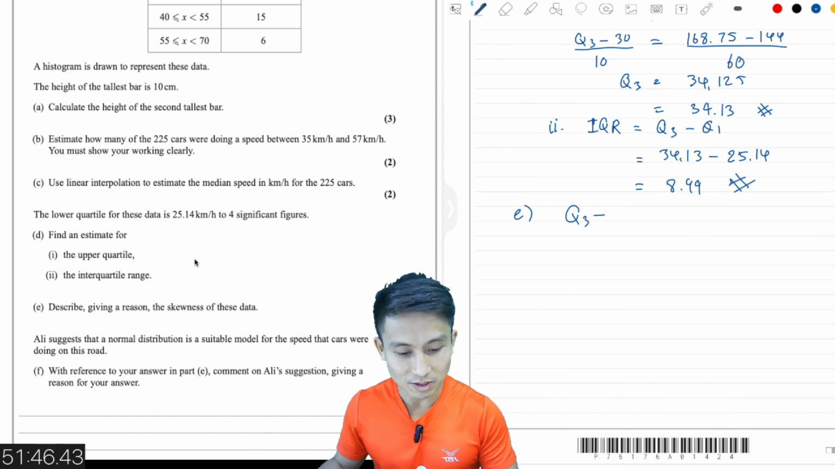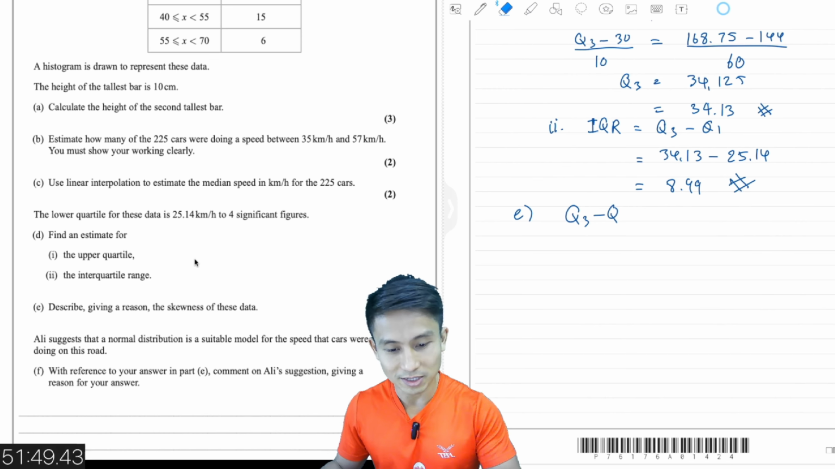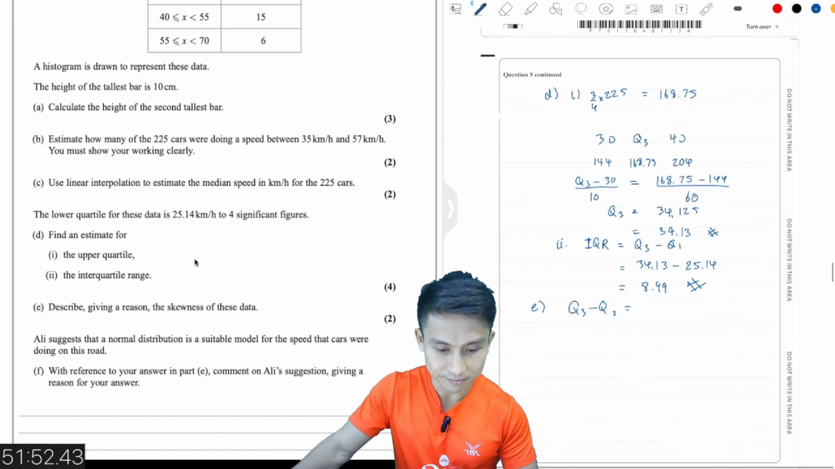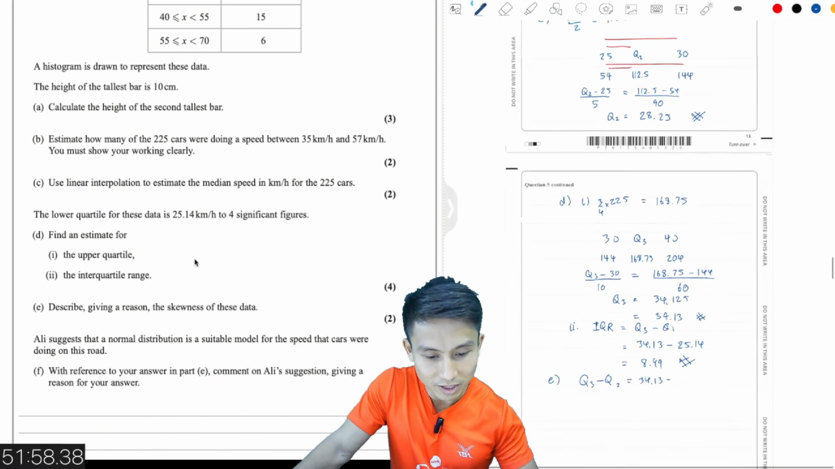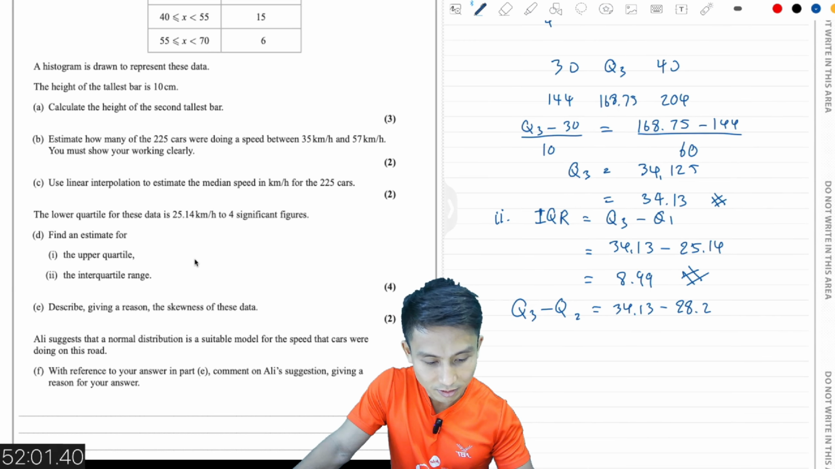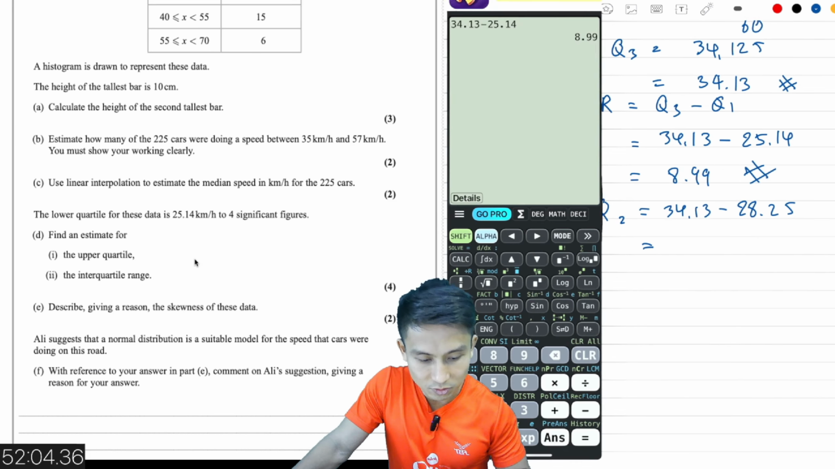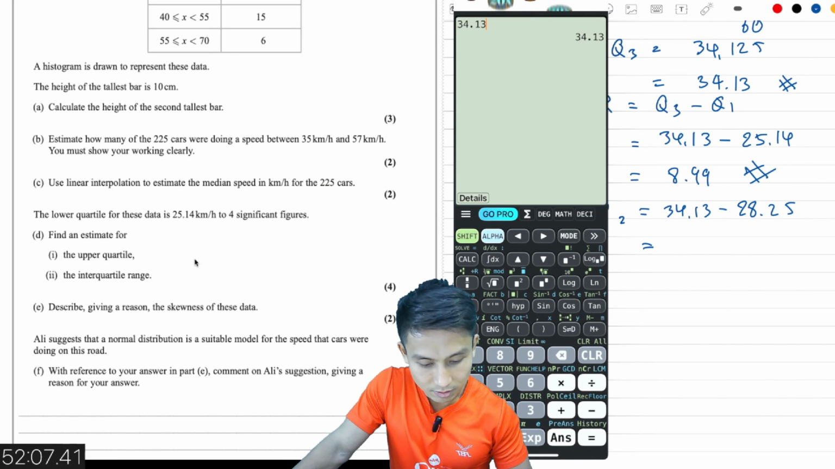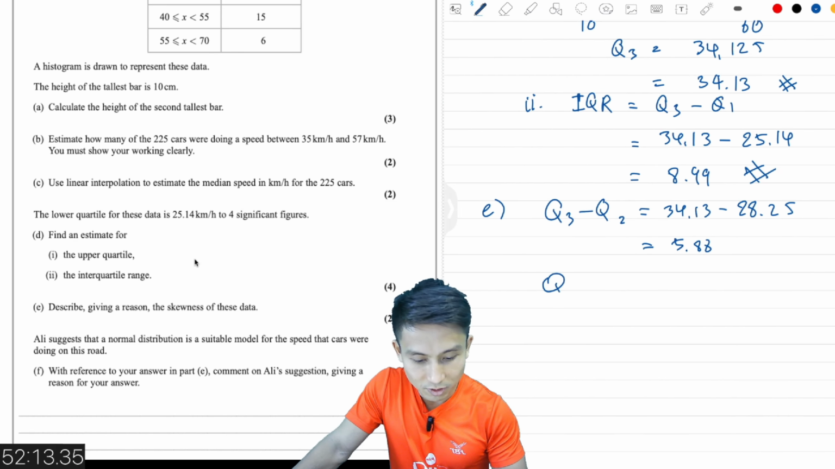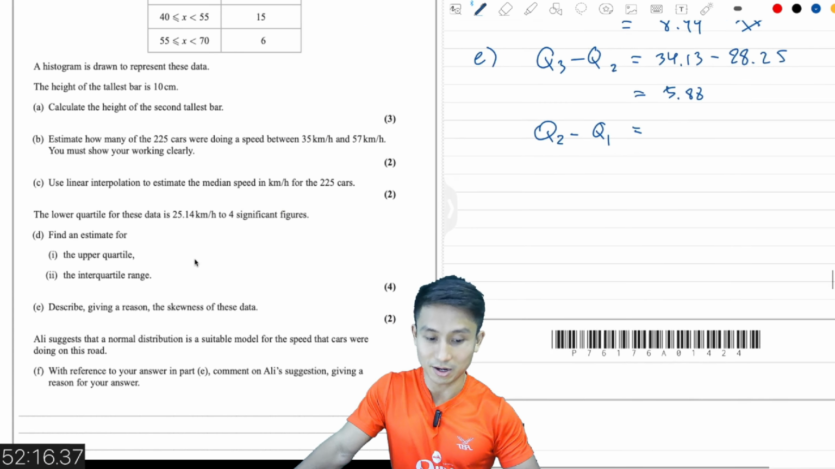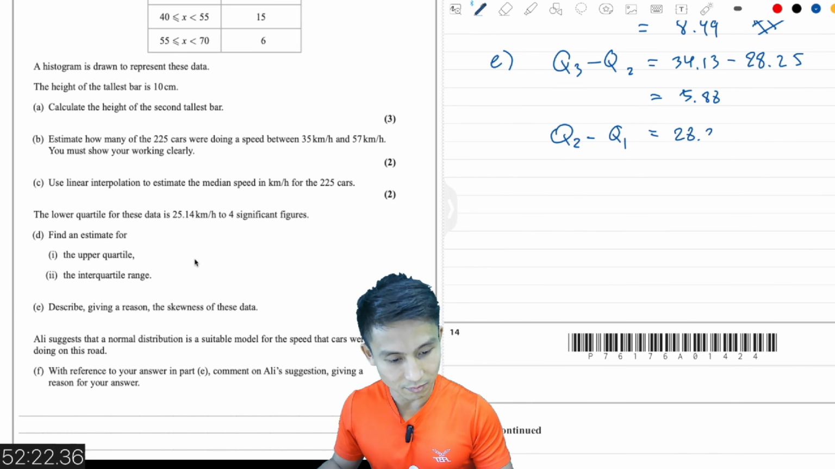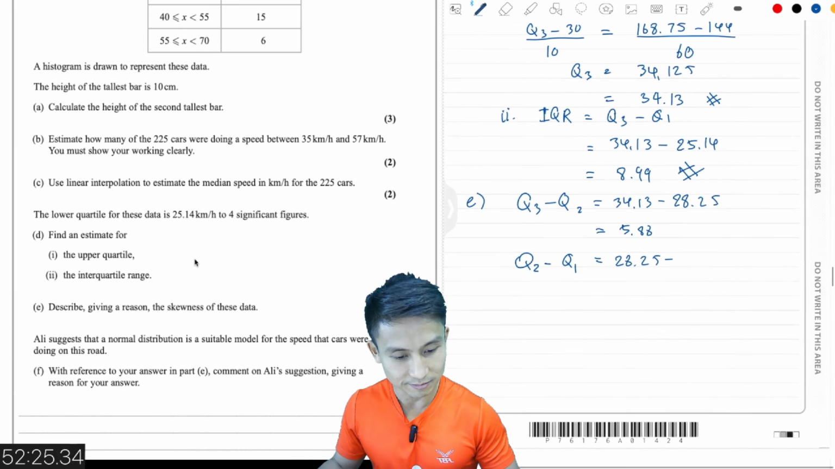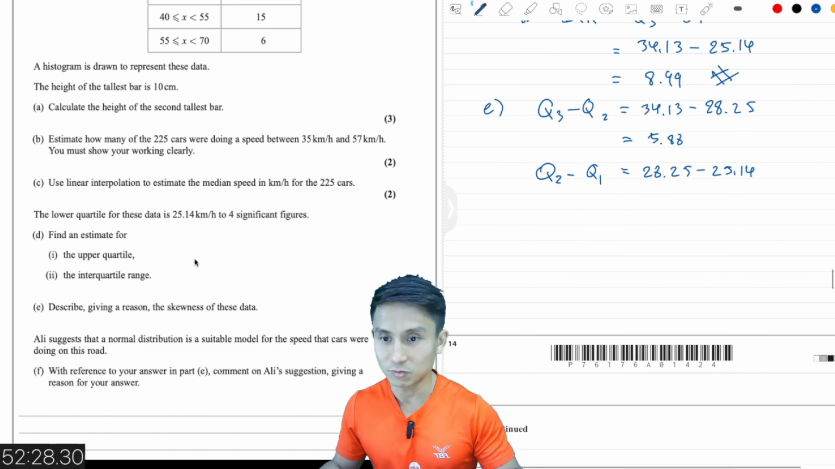So we calculate Q3 minus Q2, which is 34.13 minus Q2, the median, which was 28.25. That's going to be 5.88. And then we do another one, Q2 minus Q1, and we can compare which one is greater and comment on the skewness correspondingly. So this is 28.25 again minus the Q1, which was 25.14. It was given there.